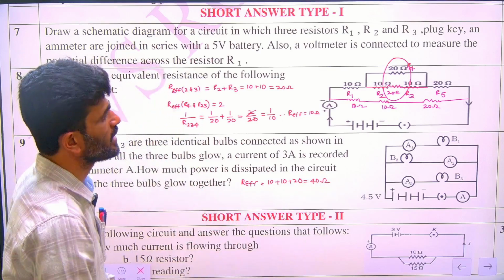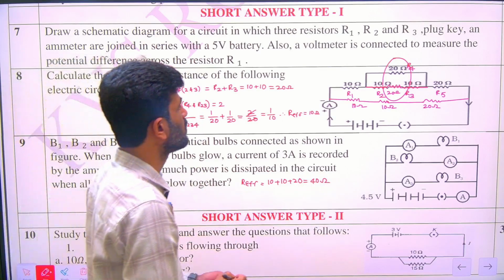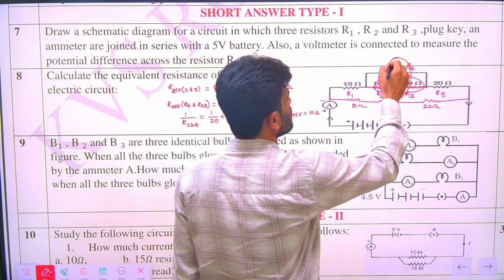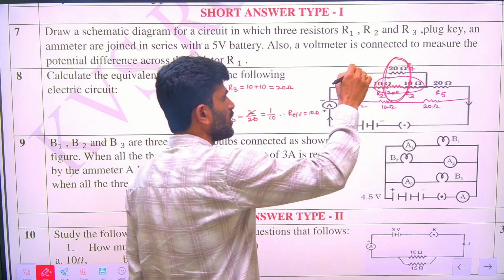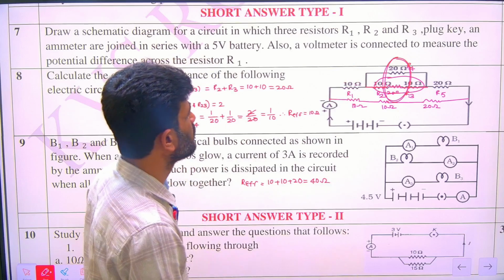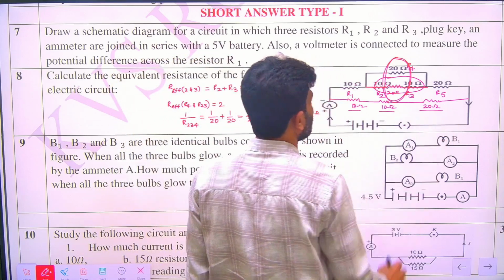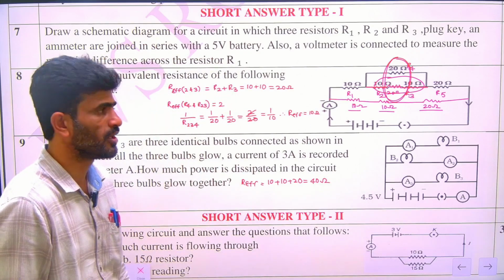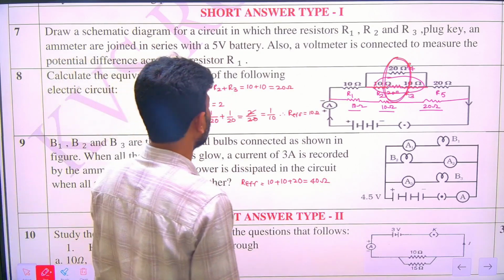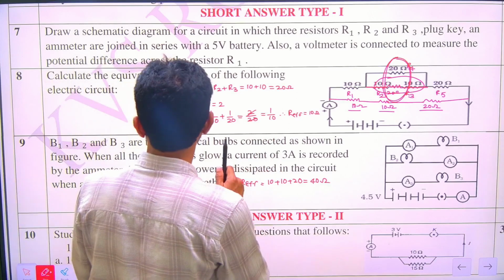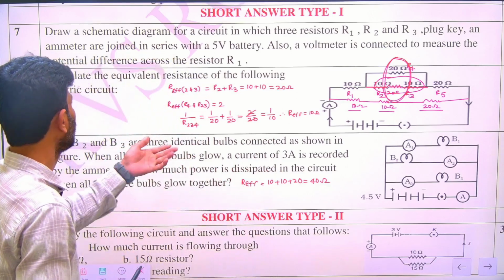So the overall effective resistance of that circuit is 40 ohms. First I found these two, 10 plus 10, 20. Then I found this 20 and 20, they are in parallel, 1 by 20 plus 1 by 20, 2 by 20, 1 by 10, effective resistance is 10. Then this is 10, this is 10, this is 20, 10 plus 10 plus 20, 40 ohms. Hope you understood how to find it. If they ask you to find current, voltage is not given, we cannot find it. Only the effective resistance they are asking to find, we got it.